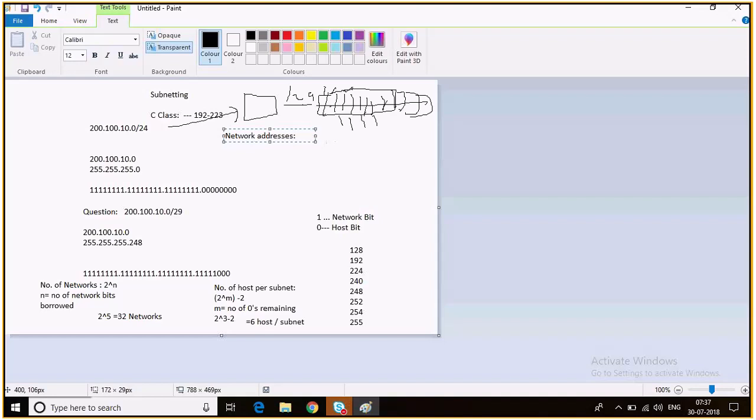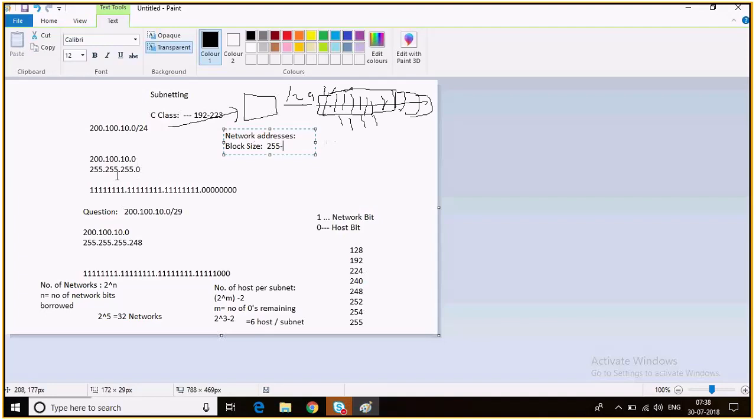To find network addresses, the next step is that we find something called block size. So how is block size found? This is very important. Block size is found by subtracting from 255 always. So this is a formula: 255 minus the value of something called the interesting octet.